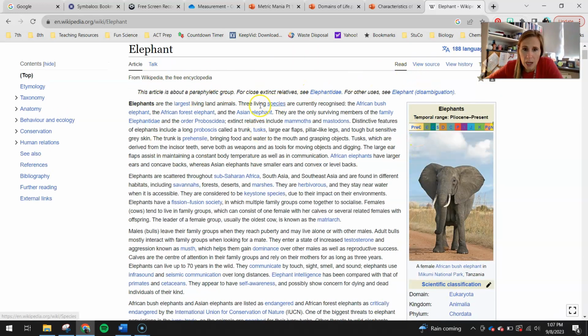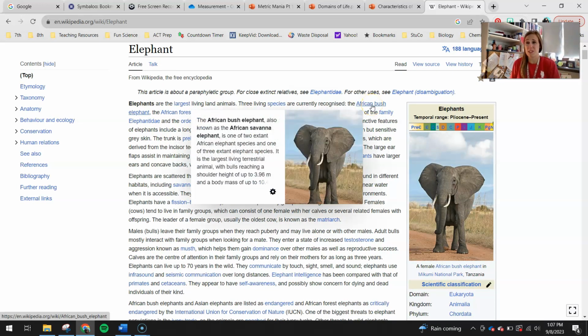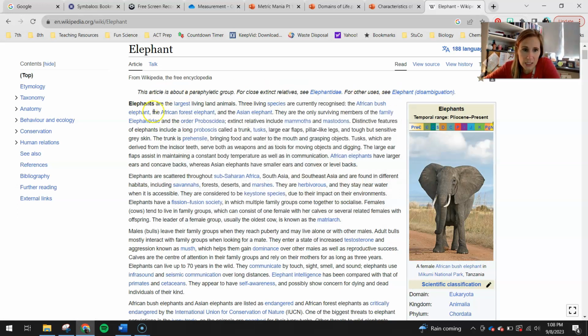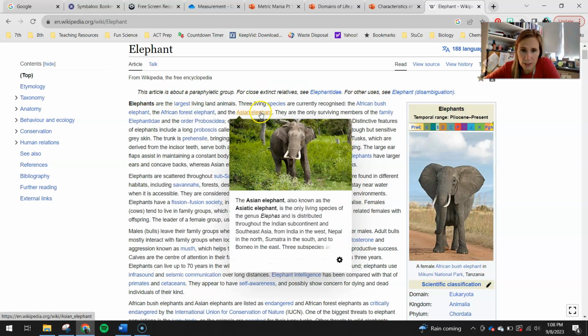So with the elephant though, if we go back up and read a little bit, there are 3 living species that are currently recognized. So you would need to pick a more specific species. If you just type in lizard, there are so many types of lizard, you're not going to get a single species by just typing in lizard. So you want to be a little bit more specific. Let's take, for instance, the Asian elephant.